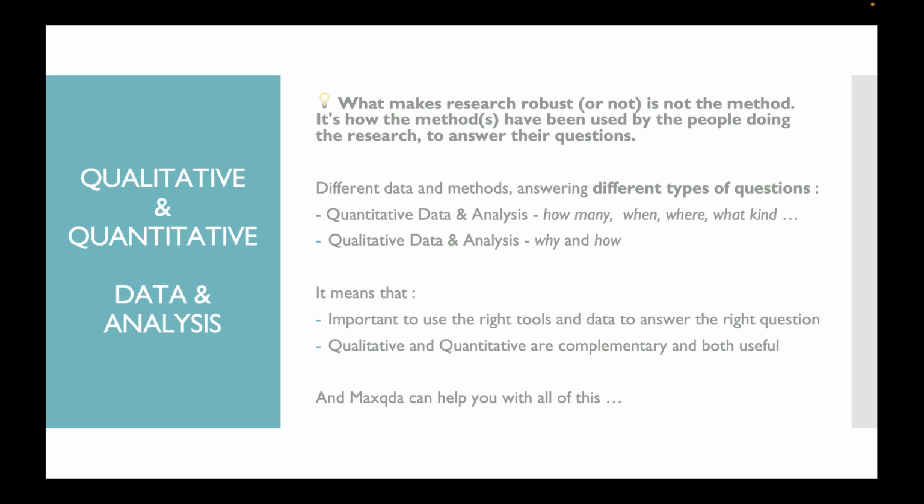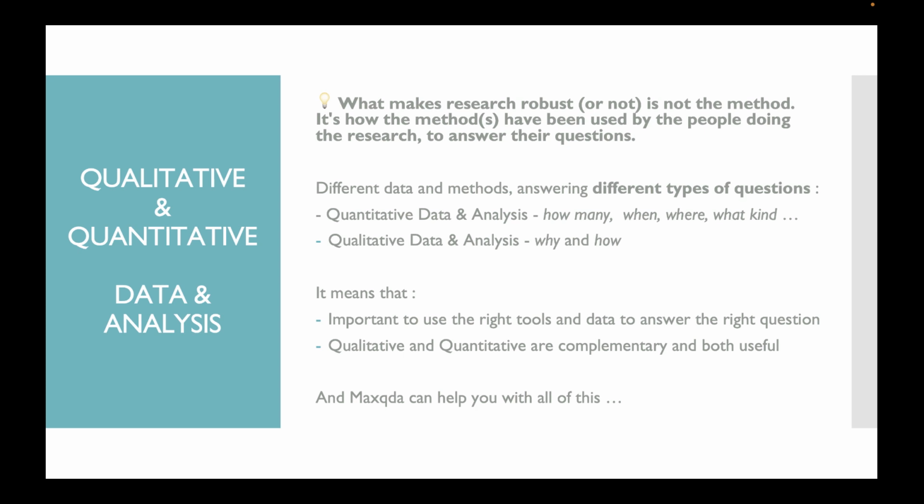So sure, there are qualitative and quantitative data and tools, of course, and it's important to know that. But all of this is much more flexible than we usually think, and we can do a lot more with our data by combining methods when we need to. So I repeat this because it's important and it leads to the next point. What makes a research robust or not, it's not the method itself, it's how the method has been used by the people doing the research to answer the specific questions. So let's talk about these questions now and how the research questions actually influence the type of data and tool we could use.